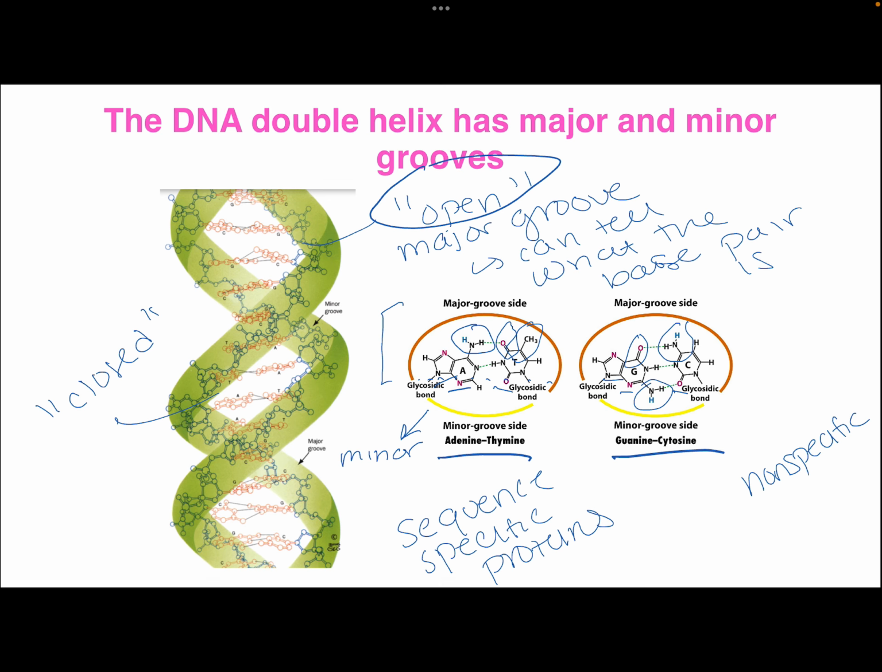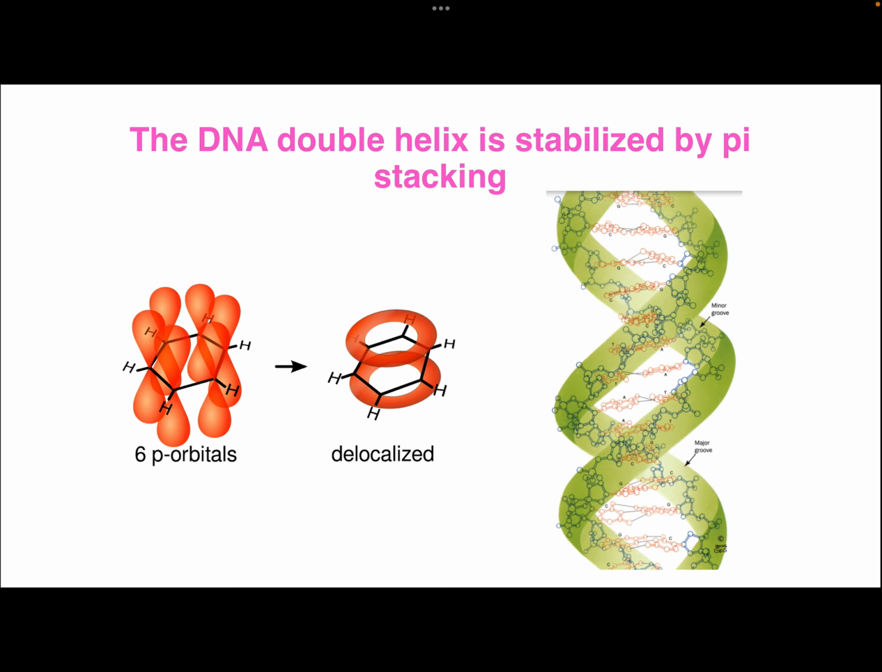So this major minor groove structure is really important for how proteins bind to the DNA. All right? So that's the major and minor groove. And there's one more key feature of DNA that we need to talk about, and that is what's actually holding the double helix together. So we've talked a lot about the base pairing hydrogen bonds, and those do play a role. There's something that actually has a bigger effect.